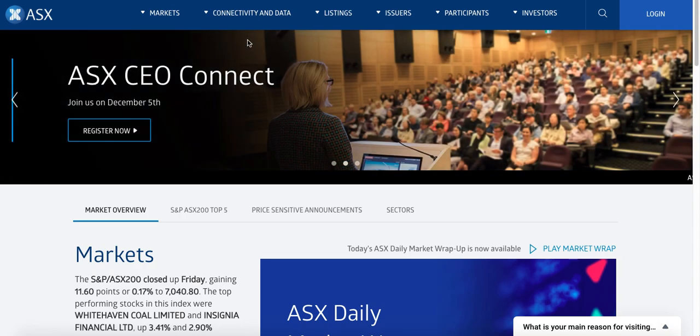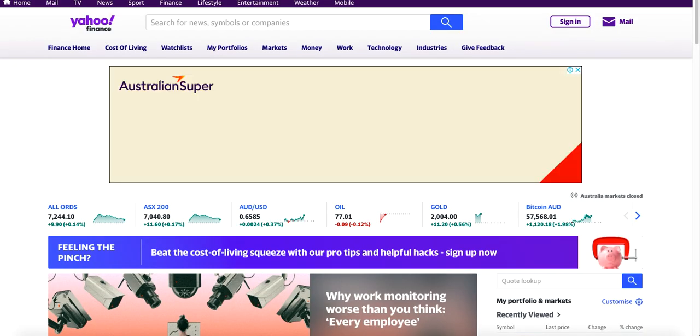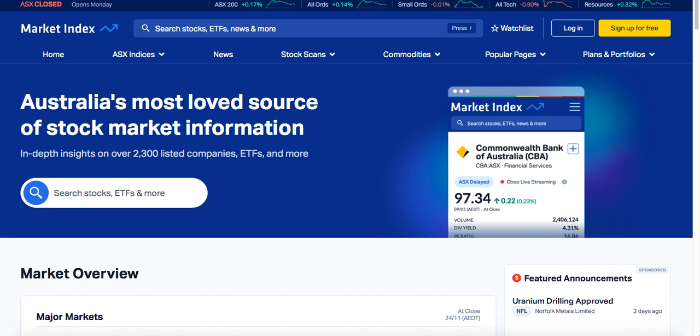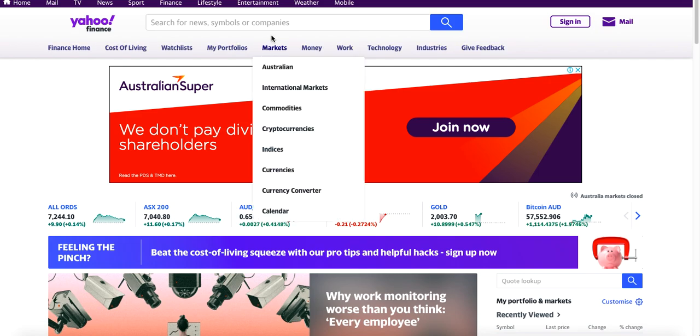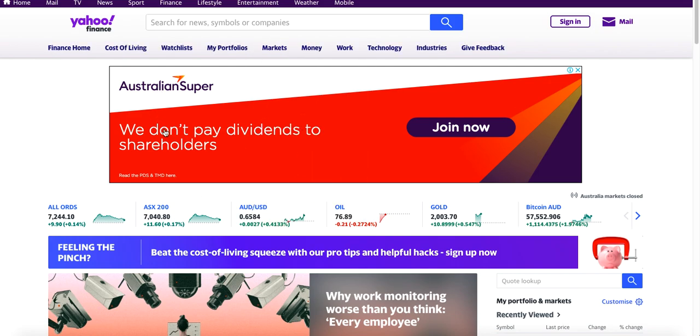So today we're going to use BHP as an example. I'm going to show you a couple different websites. We're going to start on the ASX, we're going to go over to Yahoo afterwards, and then we're going to have a look at Market Index. When I say Yahoo, we're looking at Yahoo Finance in particular, which is a great place for not just Australian finances, but it also does have a lot of international assets and news as well.